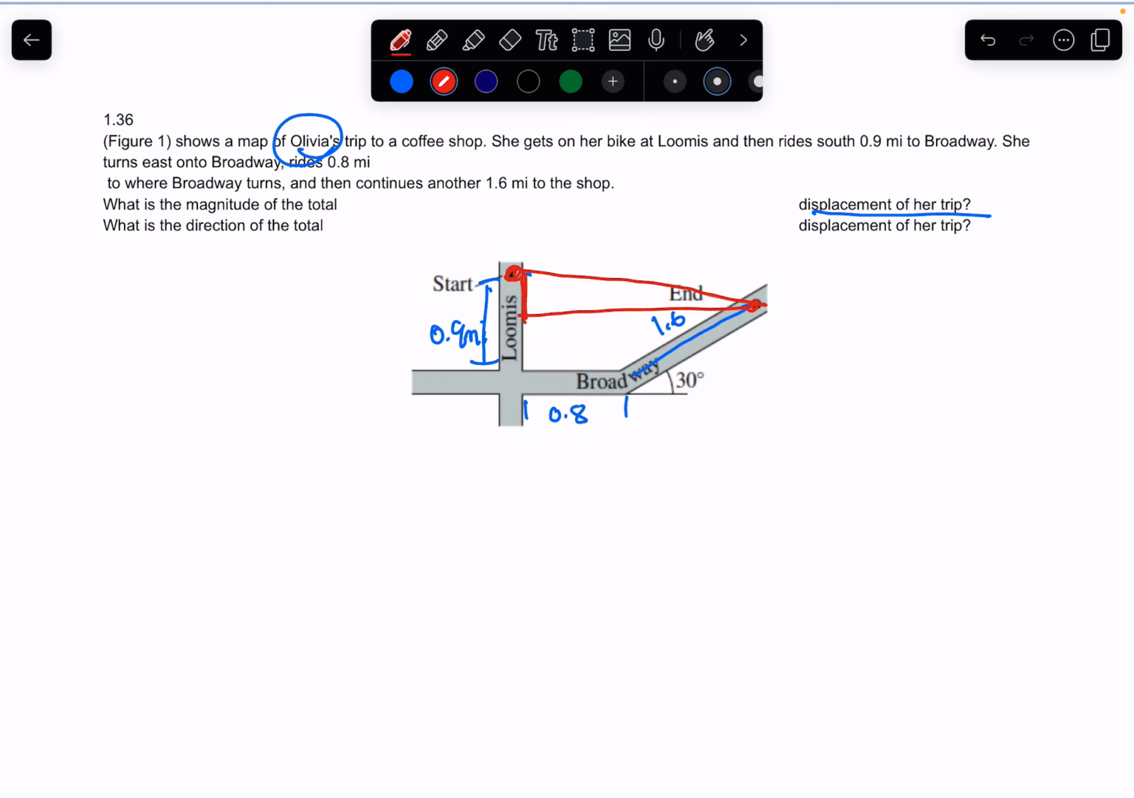So what I like to do is I like to take the sum of the x's and the sum of the y's. So in the x direction and then the y direction, the person's going to travel here 0.8, because that's the only, when she's going from here to here, that's 0.8. And when she's going from here to here, that's 0.9 miles. Got the picture, right? But here, we know the hypotenuse of the triangle, right?